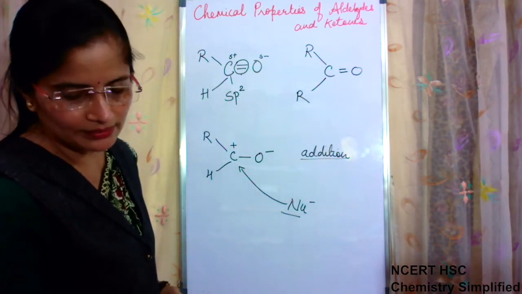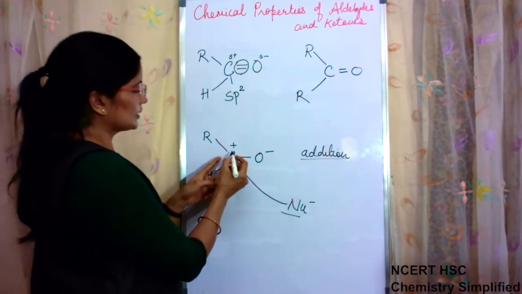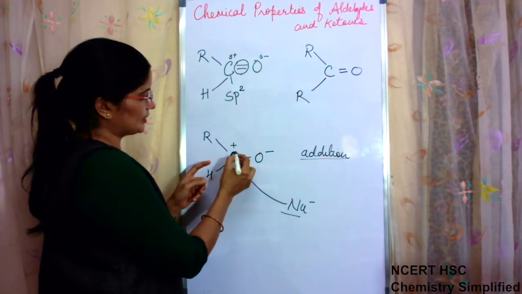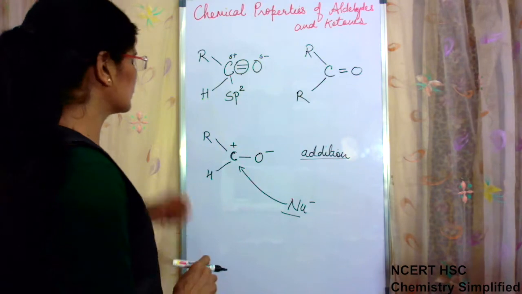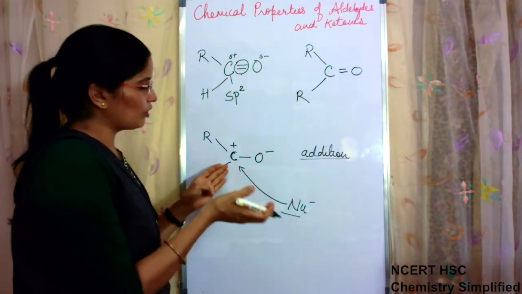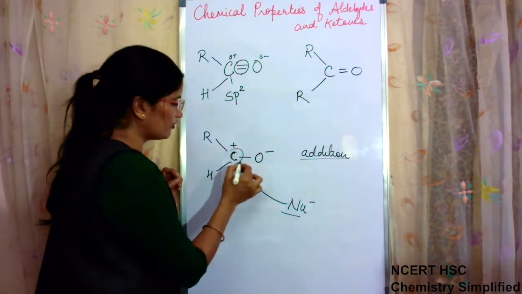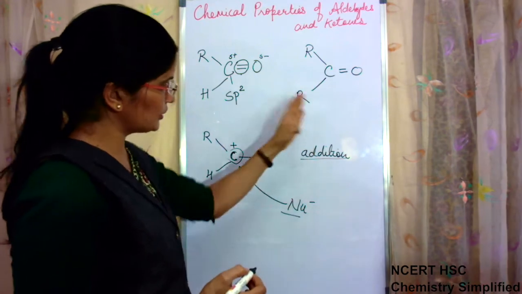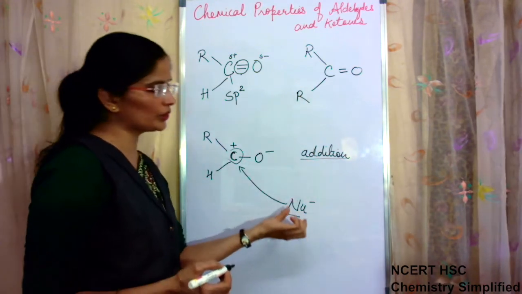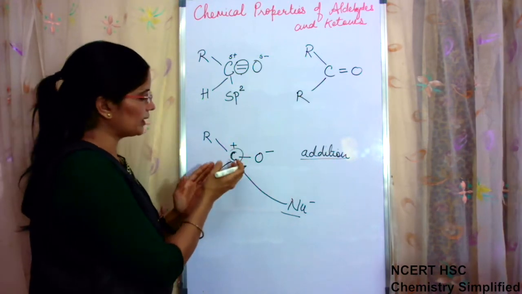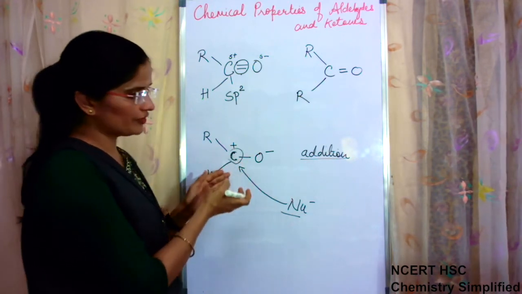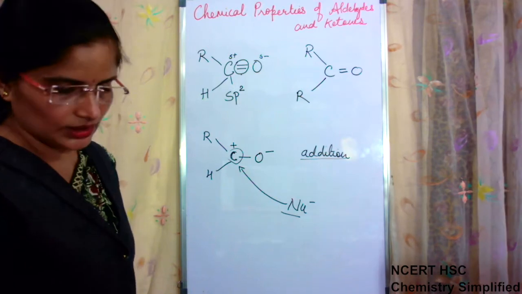But if we see, the carbon is electrophilic. This carbon is electrophilic. But the name of the reaction is not on behalf of this carbon. The name of the reaction is nucleophilic addition because the incoming group is a nucleophile. But we should know that the carbon atom here is electrophilic in nature.